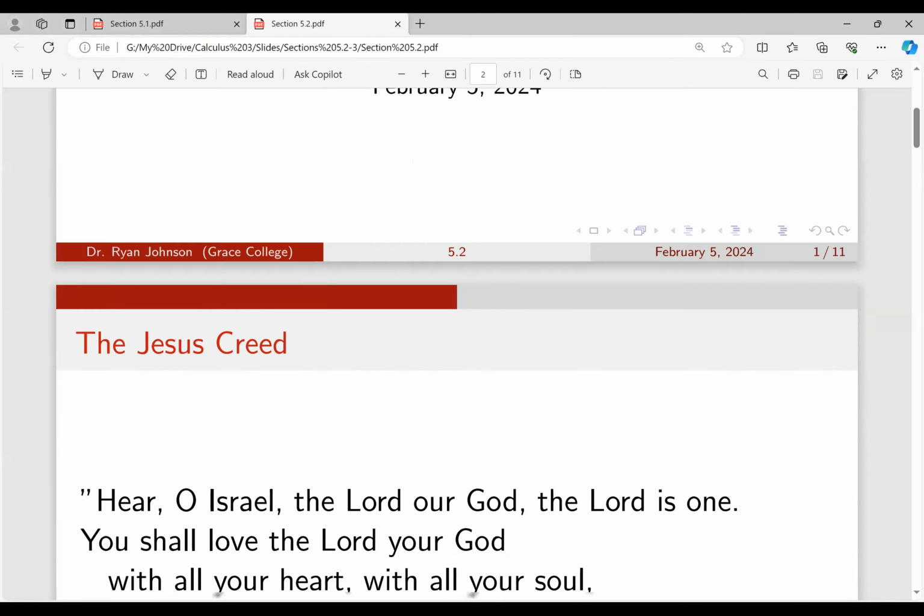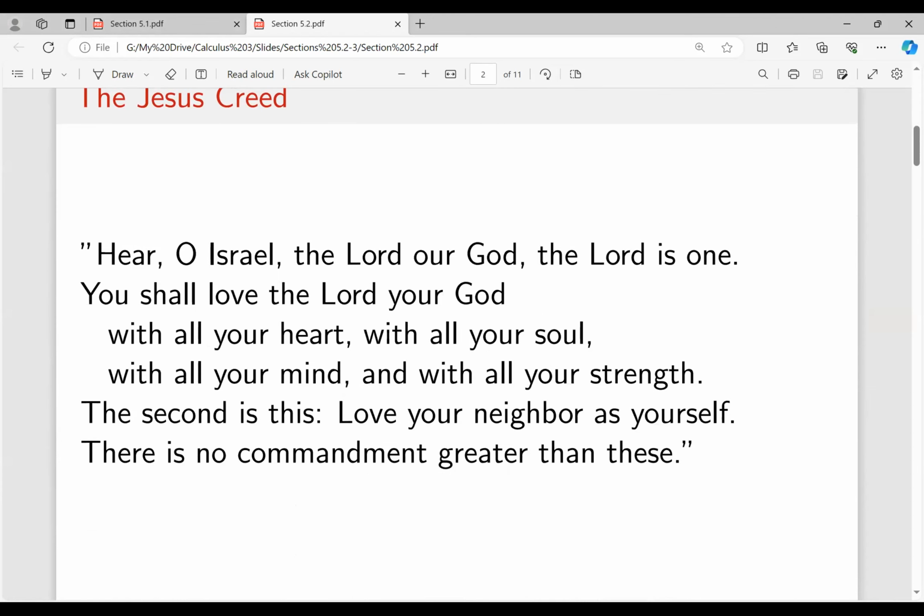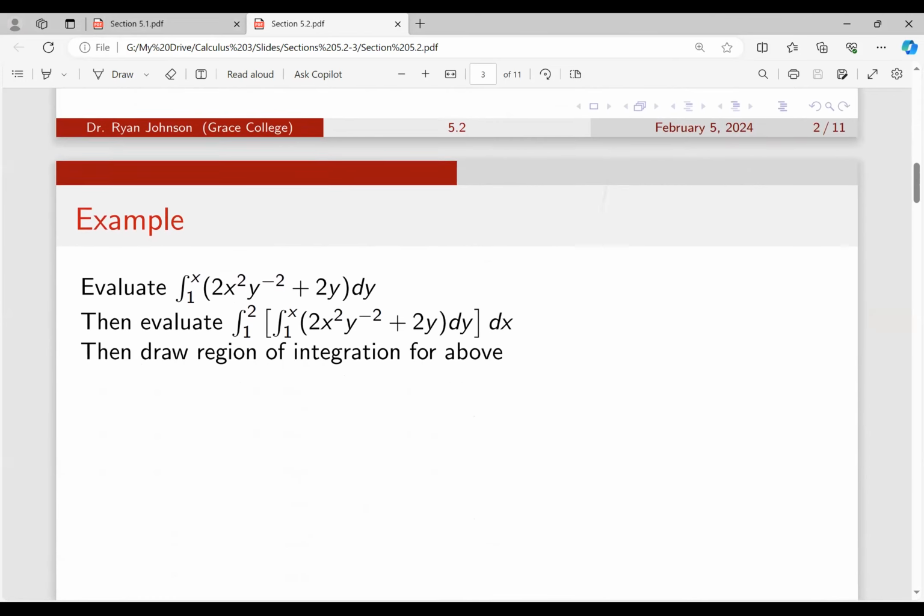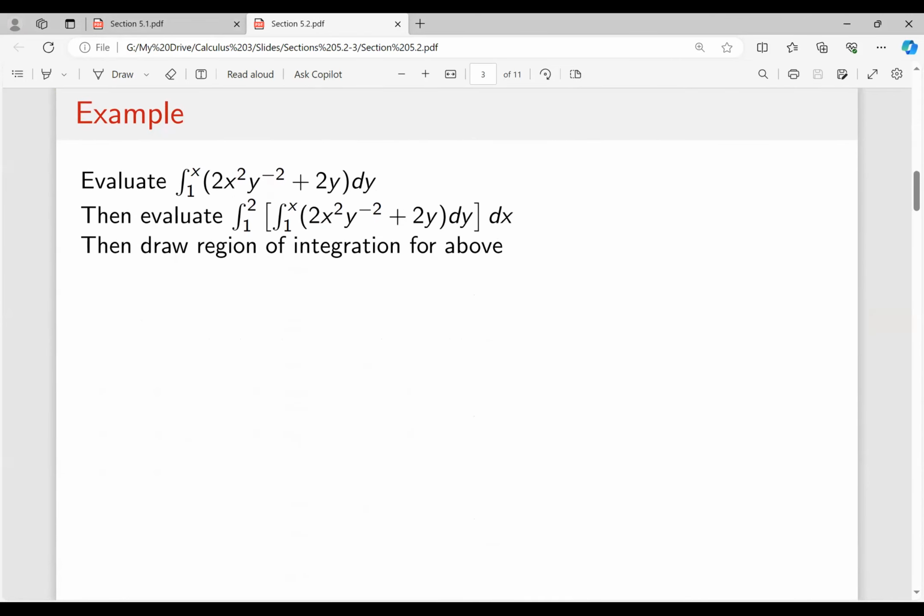But first, let's begin. Hear, O Israel, the Lord your God, the Lord is one. You shall love the Lord your God with all your heart, with all your soul, with all your mind, and with all your strength. The second is this, love your neighbor as yourself. There's no commandment greater than these. Okay, hearts full and minds ready, let's begin.